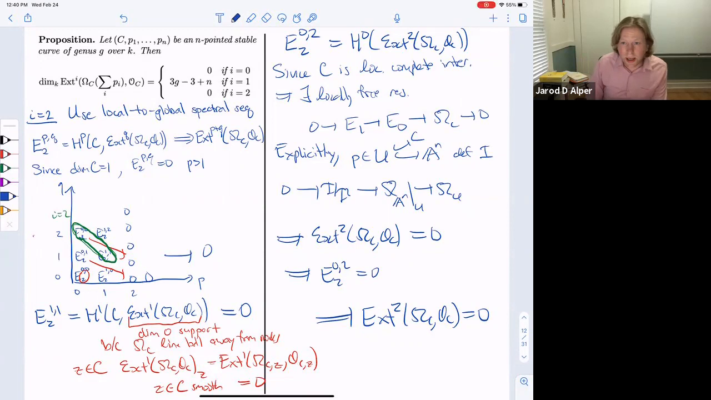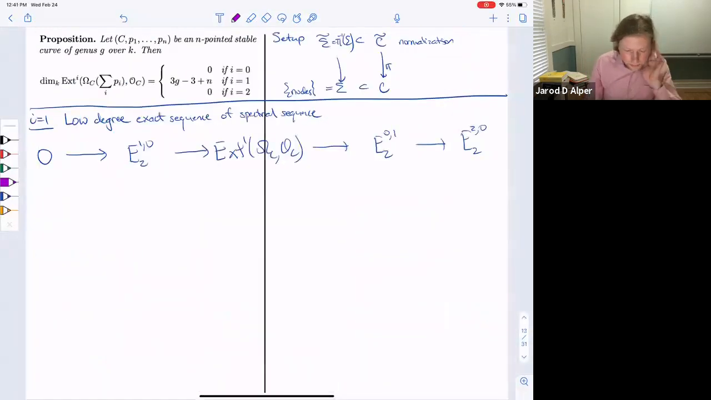All right, one calculation left. It's the i equals 1 page. So for i equals 1, maybe I'll highlight it in purple, are these two guys. So this is what we need to understand with i equals 1. In fact, they're both going to be non-zero. But what we can use is that the low degree terms of the spectral sequence give us a nice exact sequence. Namely, it gives us the following. So what that spectral sequence gives us is an exact sequence like this, what's written out.